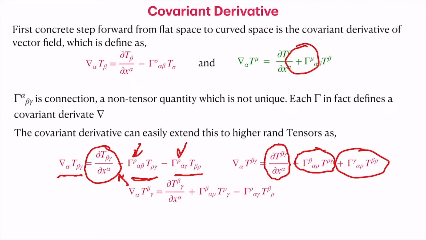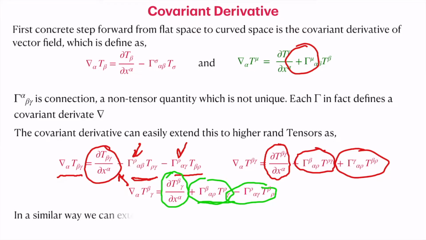We can also have a mixed rank tensor. In this case, again, the first term is the partial differentiation, then there will be two terms corresponding to gamma because of the second rank tensor. First would correspond to the contravariant index, which would add a gamma term with the positive sign, and second would be the covariant term which comes with the negative sign with the gamma. So this we can extend to arbitrary rank tensor. Each rank will acquire one gamma with positive or negative sign based on whether it is a covariant or contravariant index.